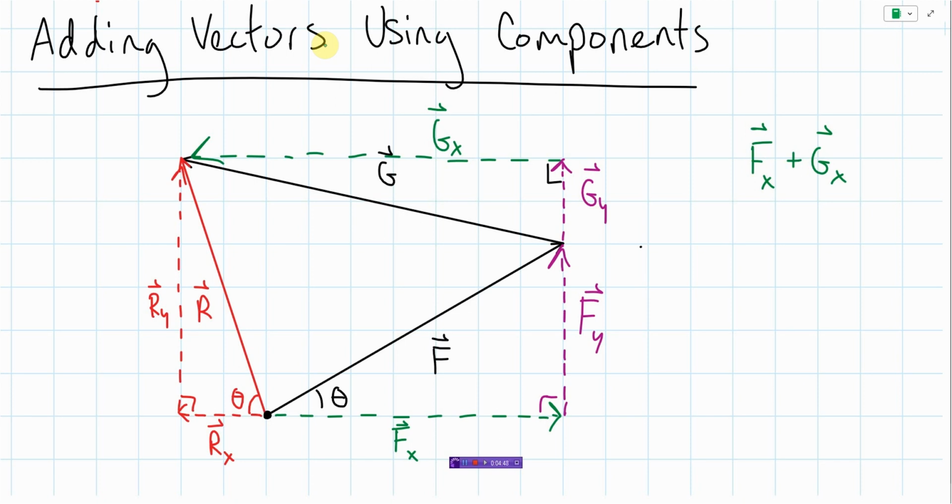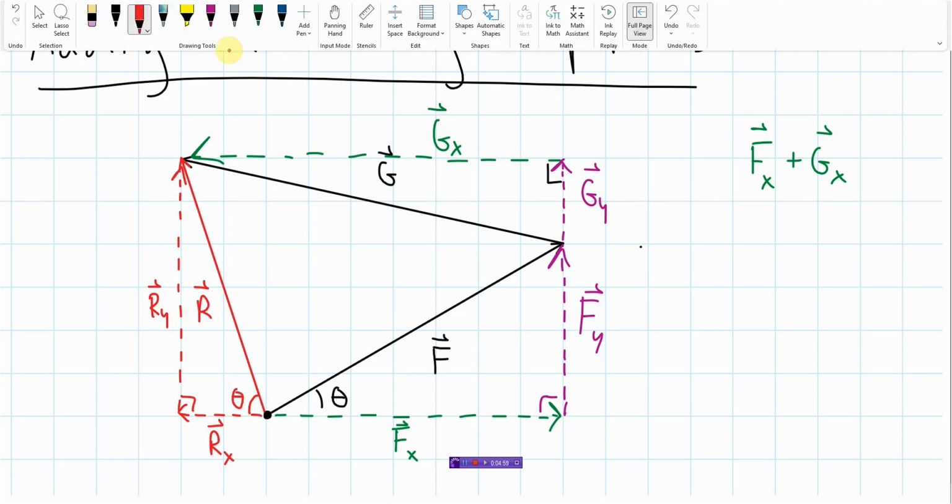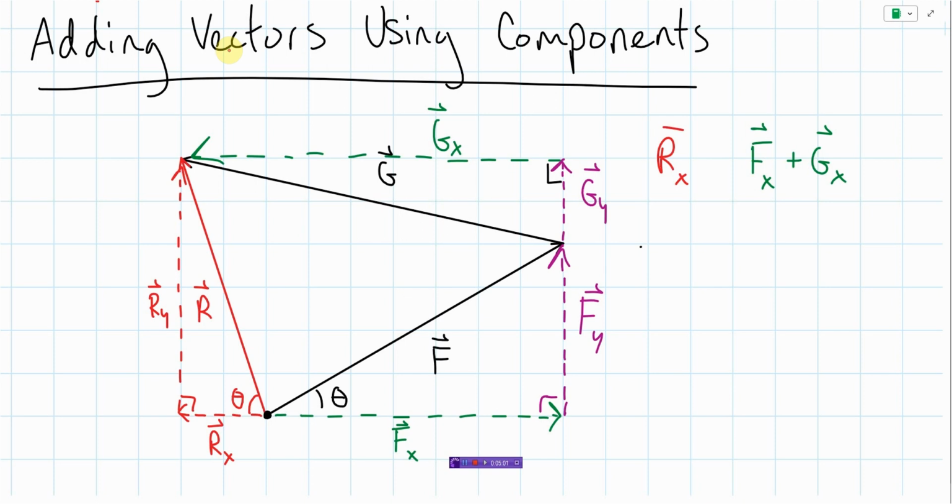Rx is 2 to the left. So I have 7 to the right plus 9 to the left would give me a total of 2 to the left. That is how I'm going to get Rx. If I can just find the x components of f and g and add them together, and these can just be added together because they're in the same dimension. If they're in the same dimension, I just have to pay attention to negatives and positives, but that's it. That's all I have to pay attention to.